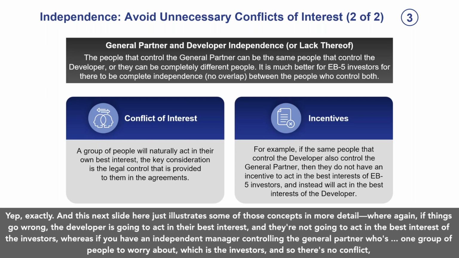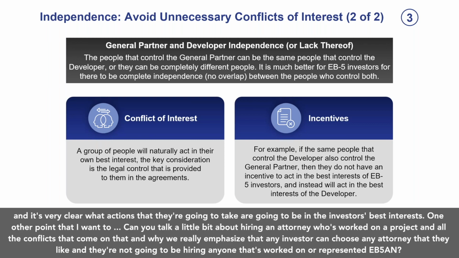Yep, exactly. And this next slide here just illustrates some of those concepts in more detail where, again, if things go wrong, the developer is going to act in their best interest and they're not going to act in the best interest of the investors. Whereas if you have an independent manager controlling the general partner, there's one group of people to worry about, which is the investors, and so there's no conflict and it's very clear that the actions they take are going to be in the investors' best interests.